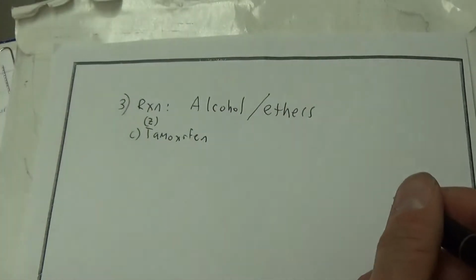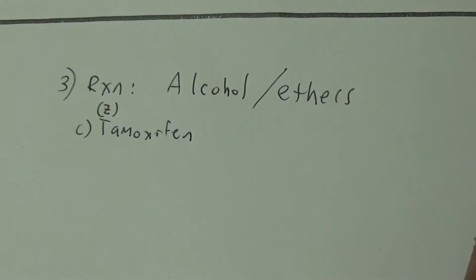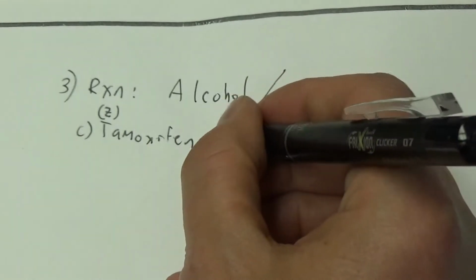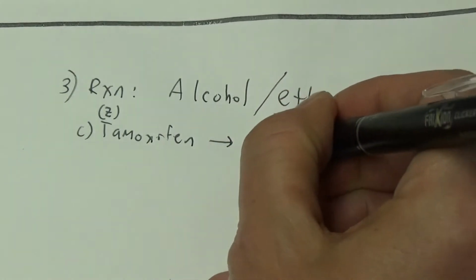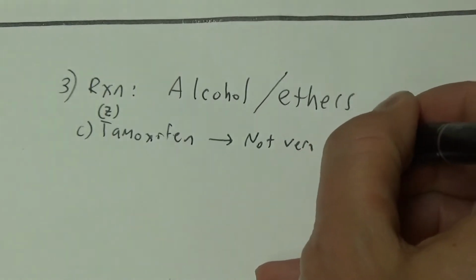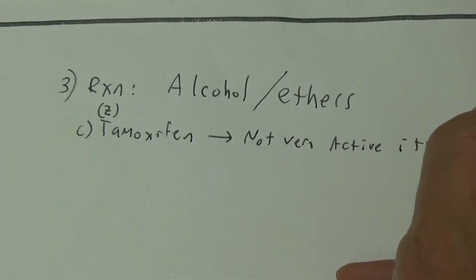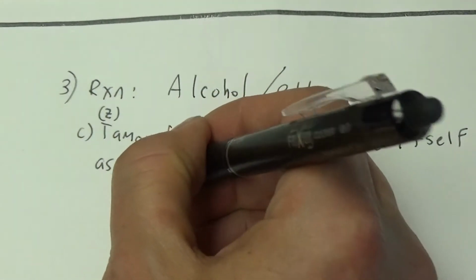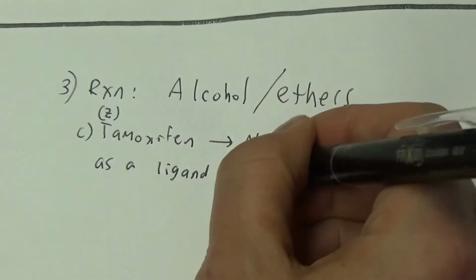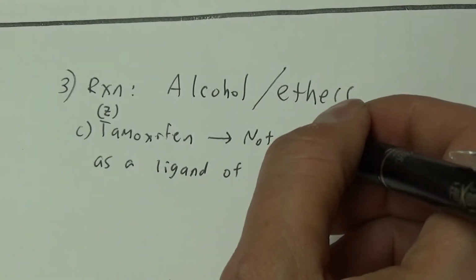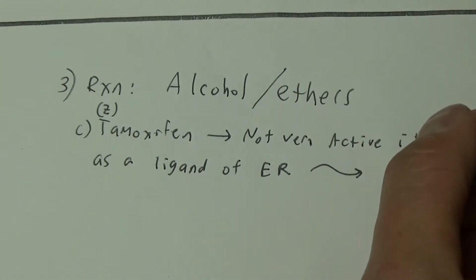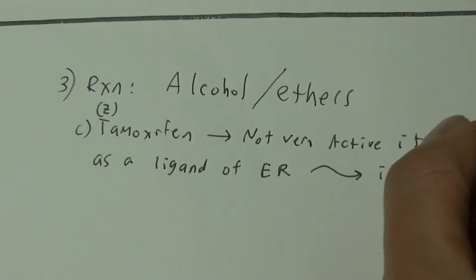Z-tamoxifen, we reviewed what that means in terms of the structure, being zusammen, or together. And at the end we mentioned that it's not very active itself as a molecule, as a ligand of ER, and in order to be pharmacologically active it needs to be metabolized, and the word for that is Prodrug. It is a Prodrug.